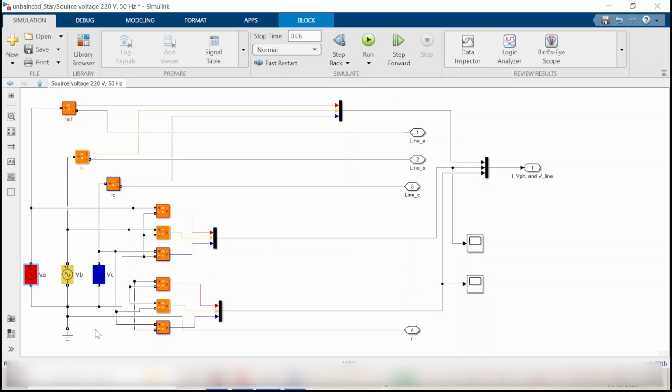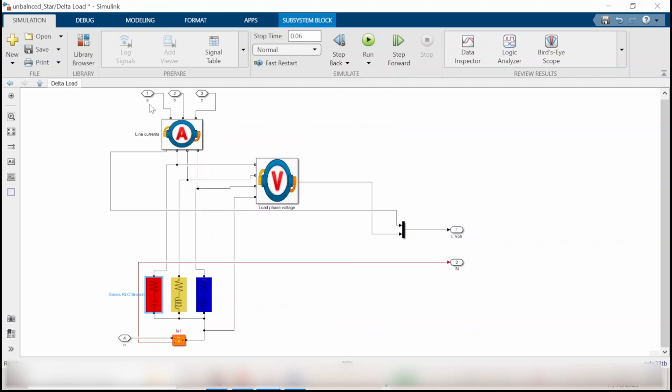So let's look at this point. That one is the neutral point of the source, grounded. So we are going to take the output here. We have three lines and three current meters here. So these are phase A, phase B, phase C. And we have the fourth line here, which is the neutral point of the source. Let's go to the load.